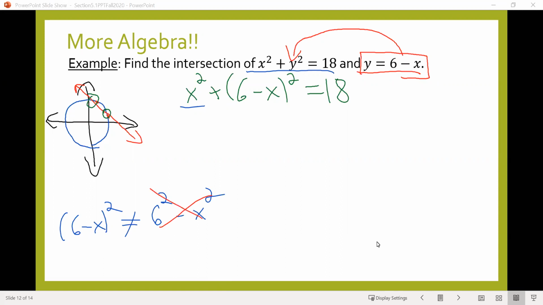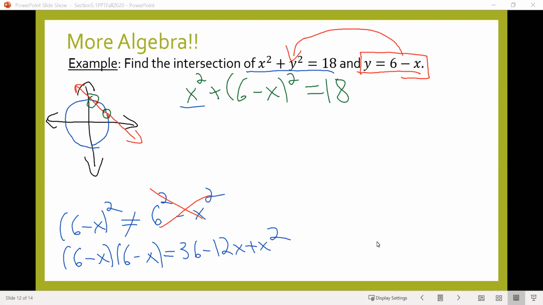Recall that when you square something, that means to multiply it by itself. So 6 minus x squared means to do 6 minus x times 6 minus x. And then we can go ahead and use FOIL to work that out. And so I'm just going to do that. If we do, I believe in this case we'll end up with 36 minus 12x plus x squared. And you can double check my work on that.